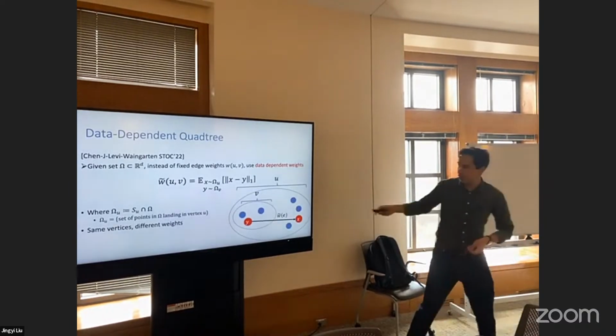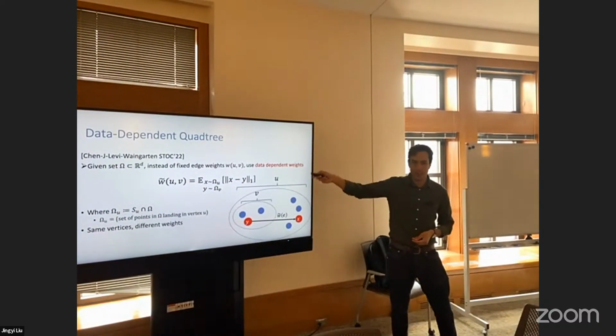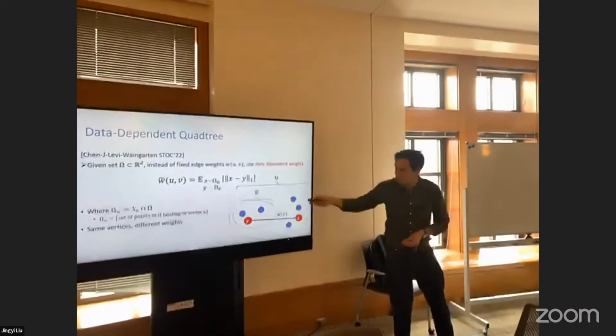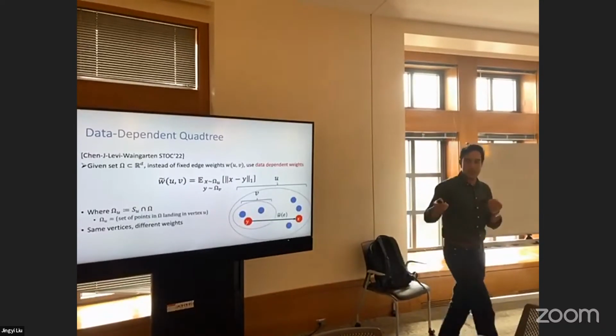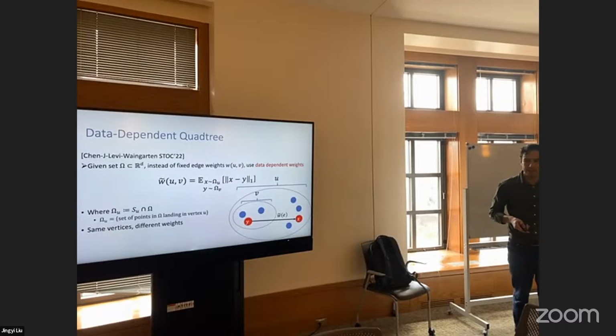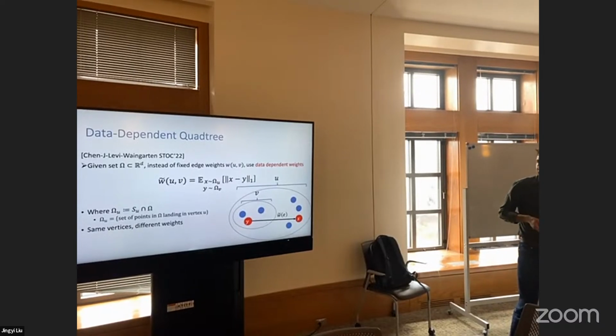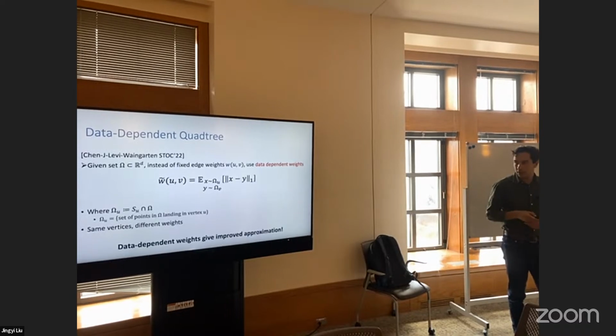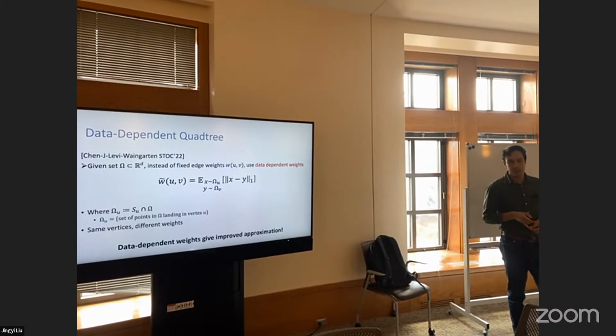So the picture is you have this piece of space corresponding to the vertex u and a piece of space corresponding to the smaller vertex v, and you look at the expected distance between a point in the smaller one and a point in the bigger one. And that expectation is your edge weight. Now, it's the same set of vertices, different edge weights. It turns out that this was actually enough to show a much better approximation factor.